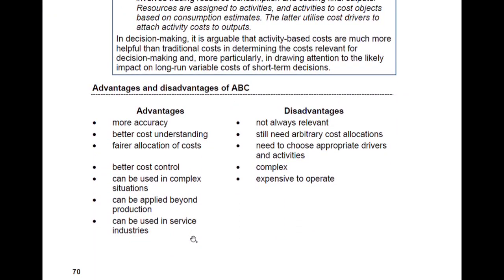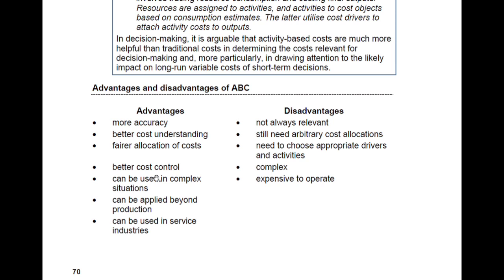Okay, advantages and disadvantages of ABC. Let's look first at the advantages. More accuracy: when we calculate based upon which particular product is incurring which particular cost, we are allocating only those costs which have been used to produce that one particular product. That gives us more accuracy than just allocating the cost between two products based upon their production level of activity. There is better cost understanding, fairer allocation of cost, and better cost control.